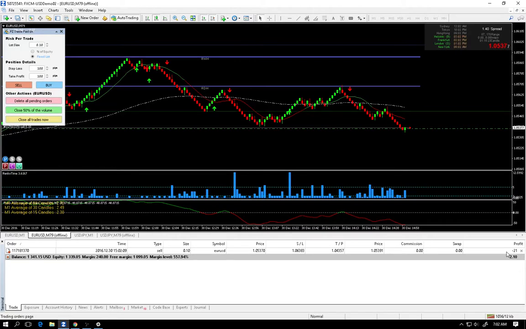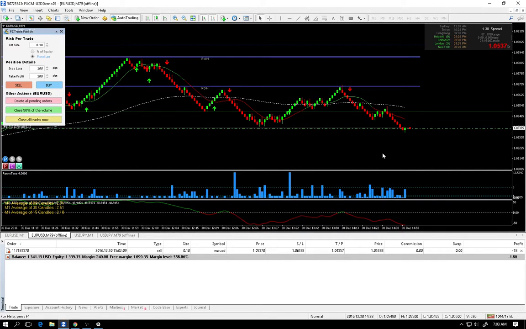corresponds. Negative 2.1 pips is negative $2.10. So at 0.1 lots, basically what you're looking at is every pip is $1. So that's kind of an easy way to explain it. Now, if you're at 0.01, every pip is about 10 cents. So hopefully you can scale it up and down from there.